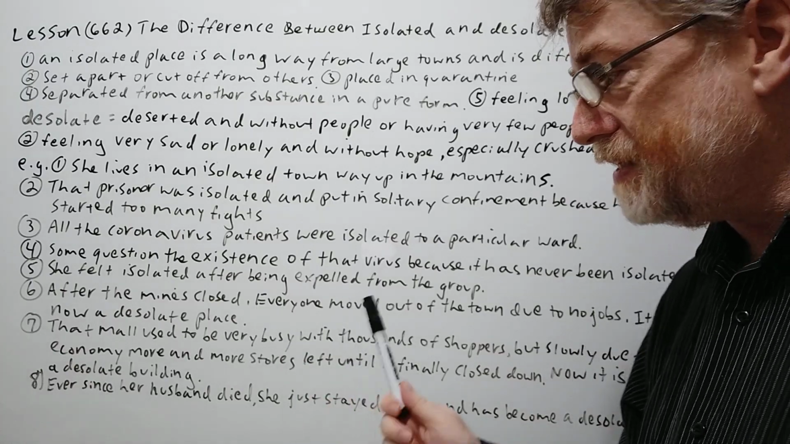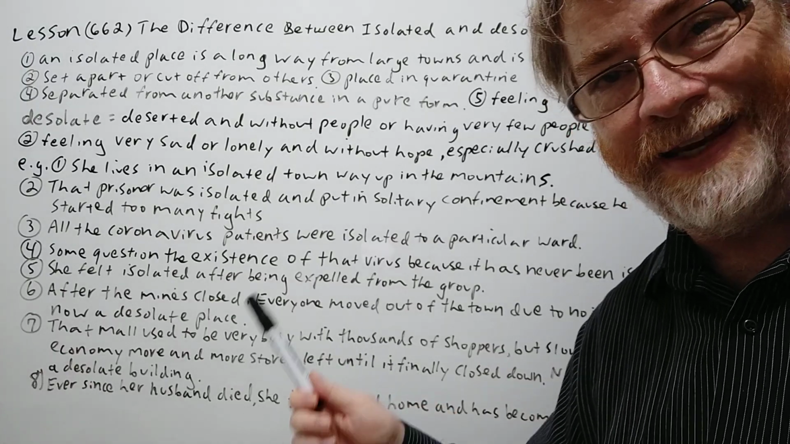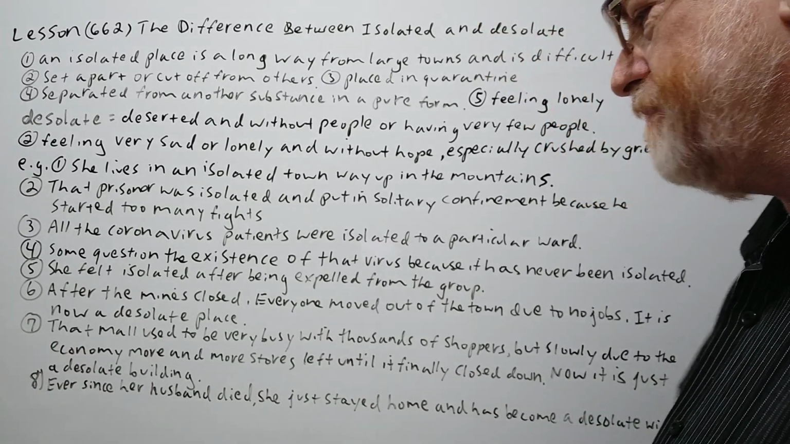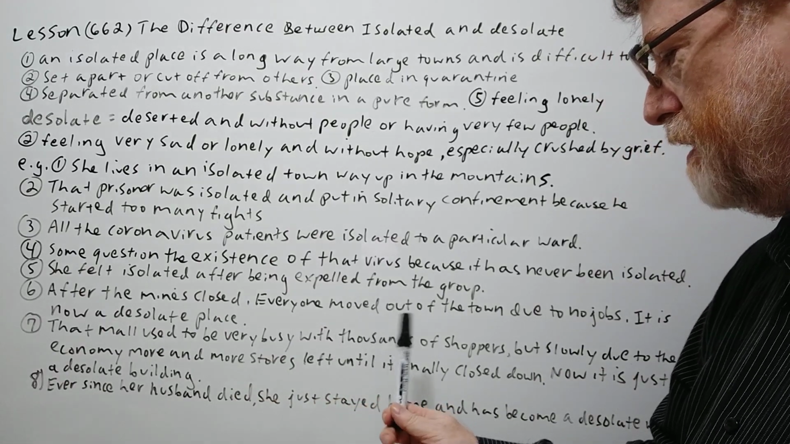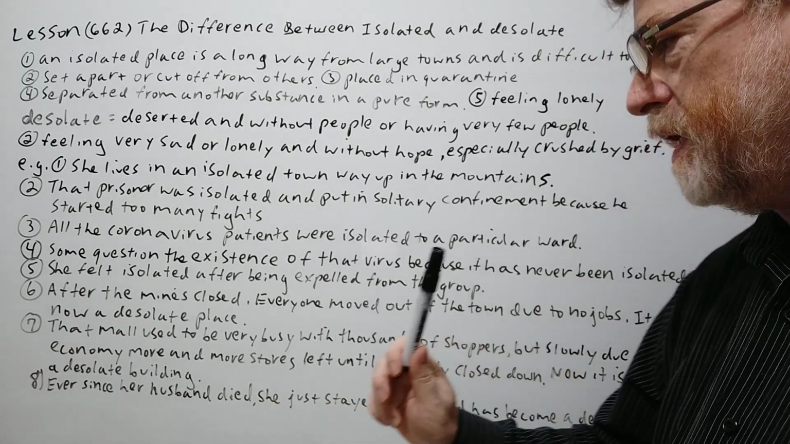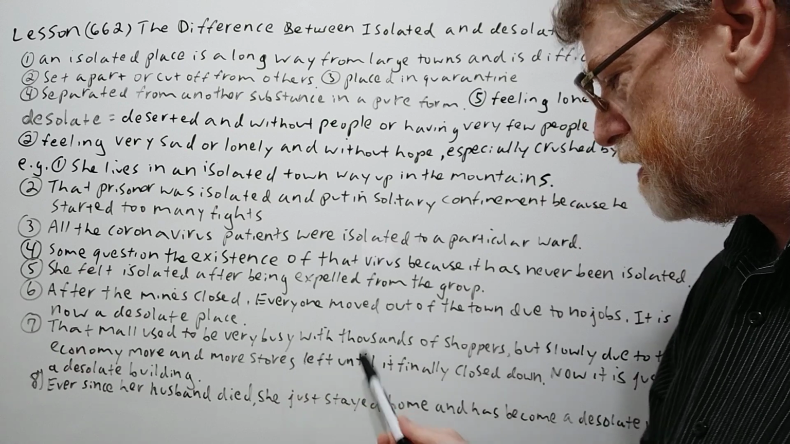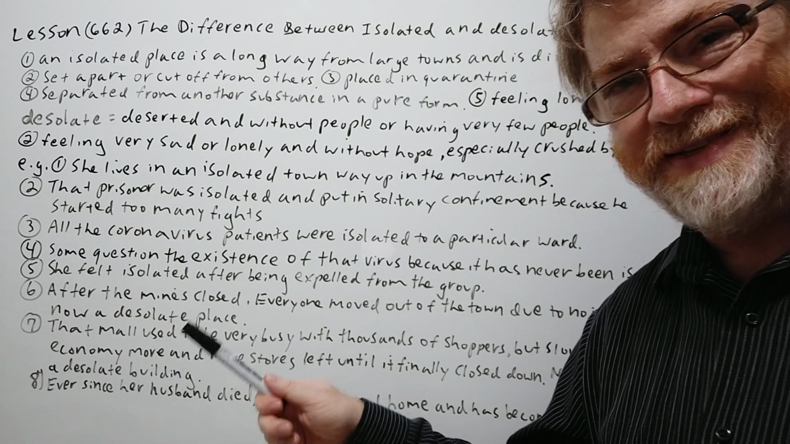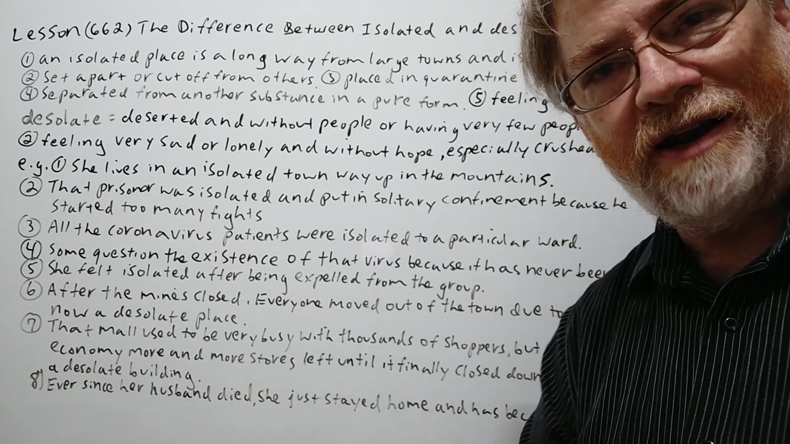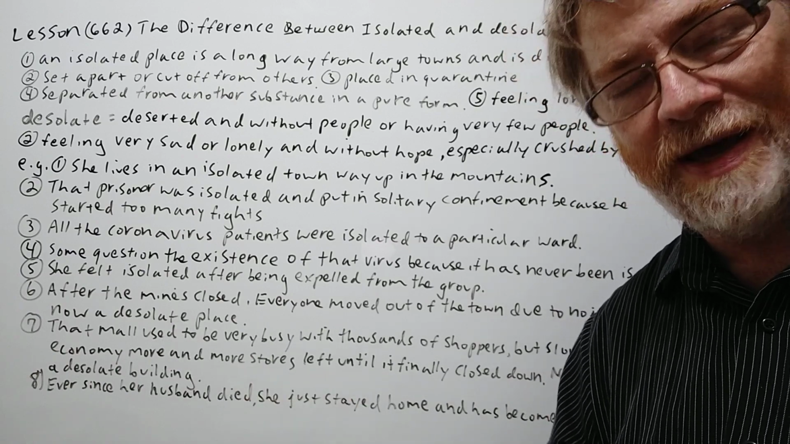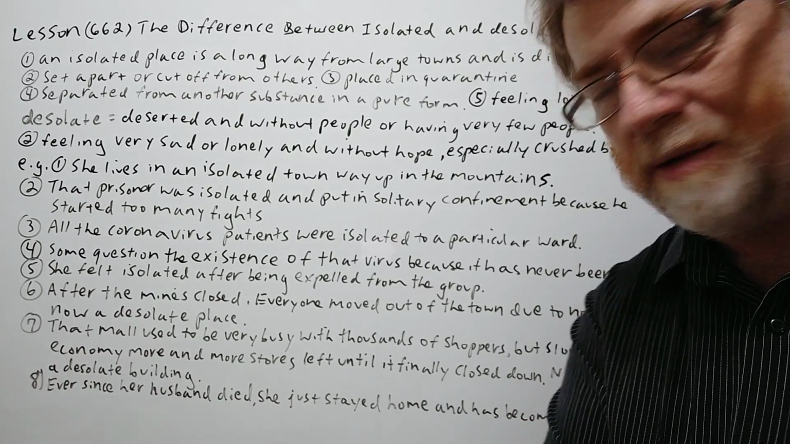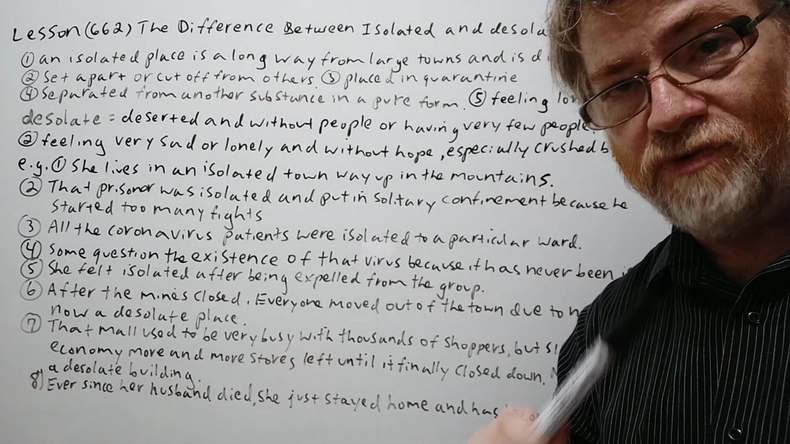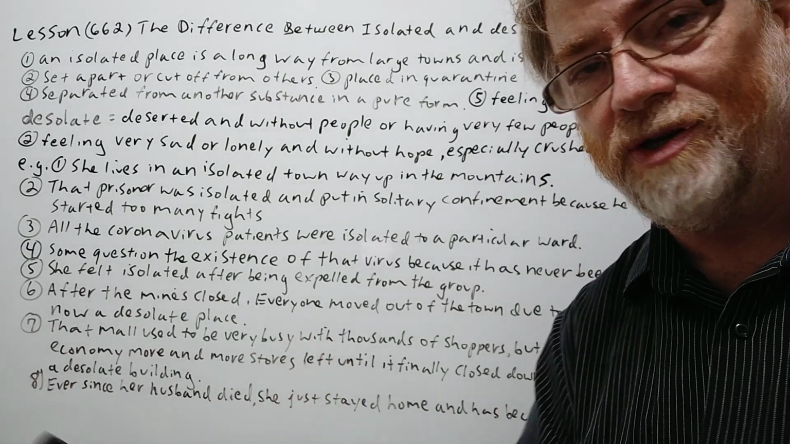So in this case, it could have become a ghost town. Maybe really nobody is there. In that sense, you could say that it is desolate. Number 7, that mall used to be very busy with thousands of shoppers, but slowly, due to the economy, more and more stores left until it finally closed down. Even as it was getting towards the end there with just a few shops left and hardly any people, you could almost already say it's desolate because there used to be so many more. Now it is just a desolate building. If there are really no stores there, then you definitely could use it.